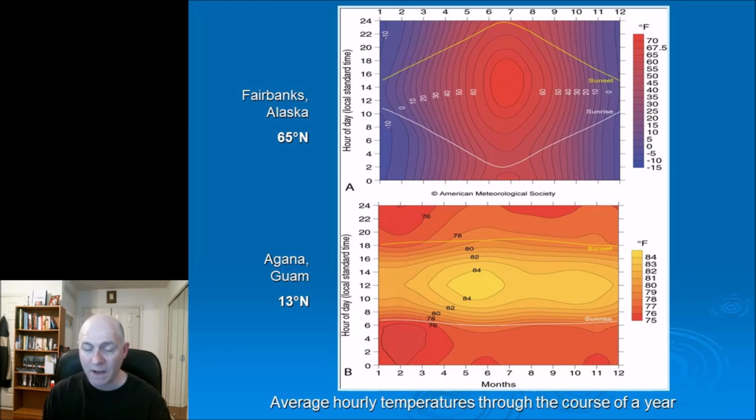Whereas a place like Guam in the tropics, which gets a lot of sun all the time during the daylight hours, the biggest changes of temperature don't necessarily occur over the course of the year. There are bigger changes from day to night, because you see that during the daylight hours, it's almost always between about 78 and 84. And you can hardly say that about Fairbanks, Alaska.